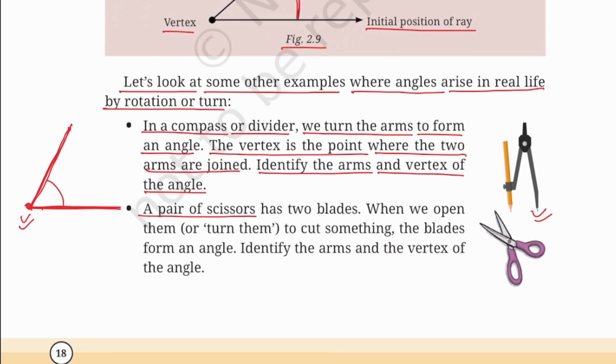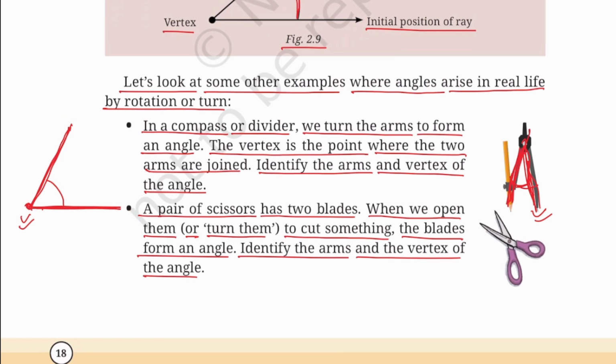A pair of scissors has two blades. When we open them or turn them or cut something, the blades form an angle. Identify the arms and the vertex of the angle. In this figure, if you see this compass or divider, you can see an angle being formed here and these two are arms. Similarly, in this scissor, you can see these two blades are arms and this is the angle.